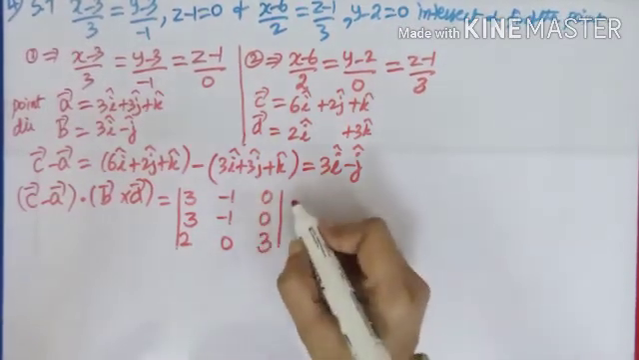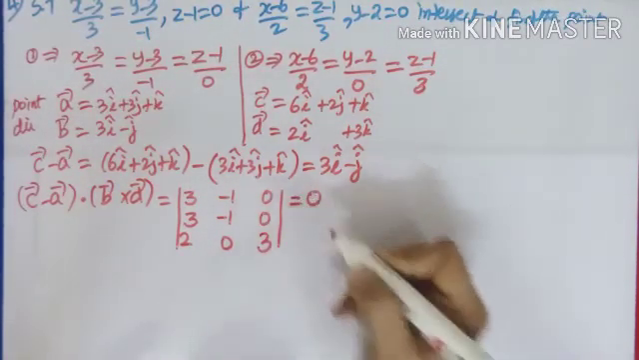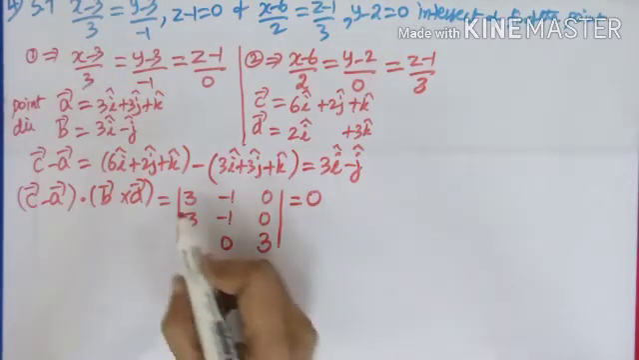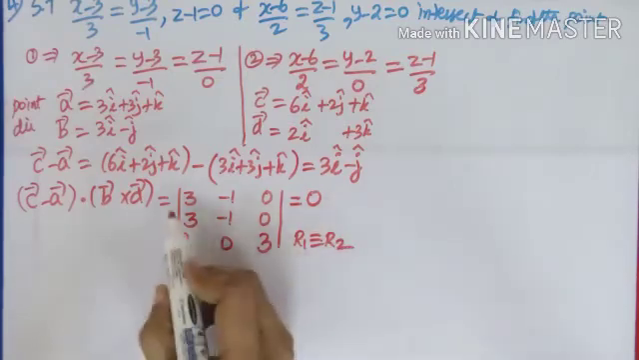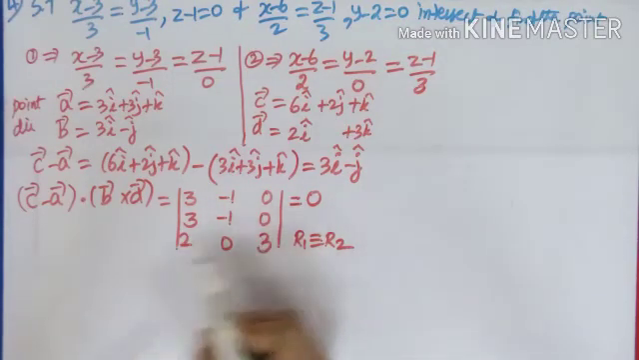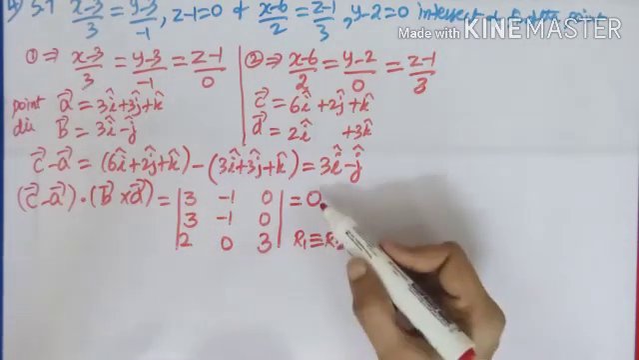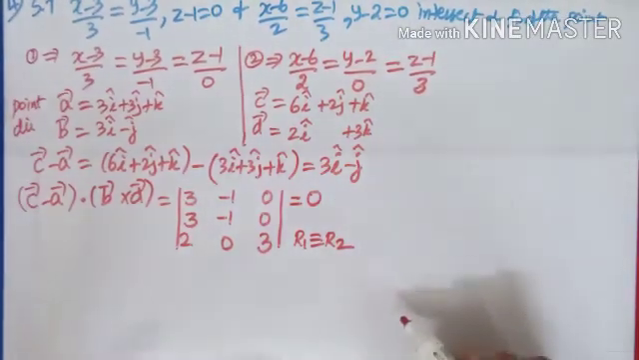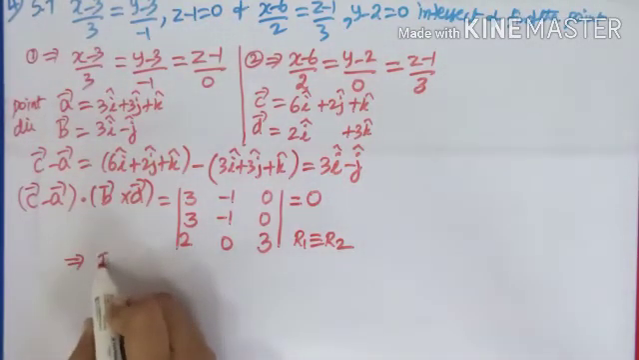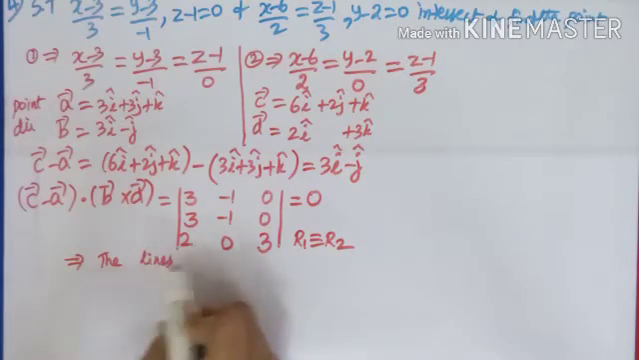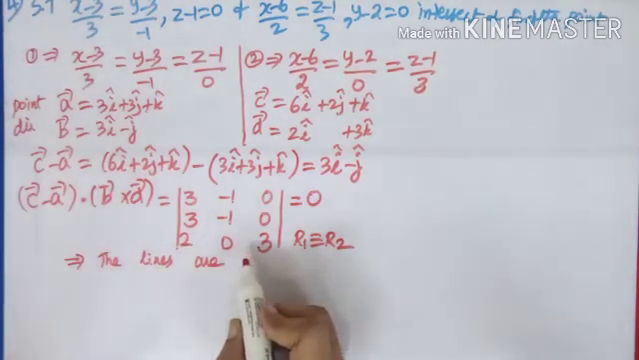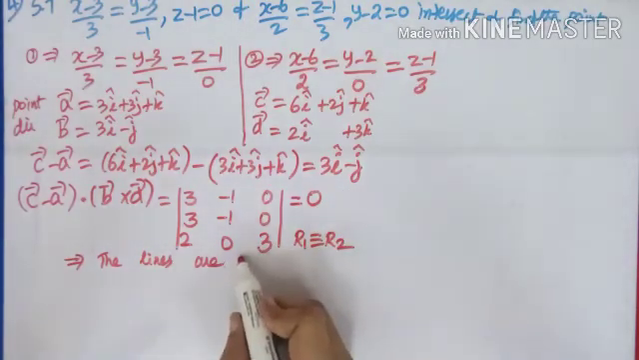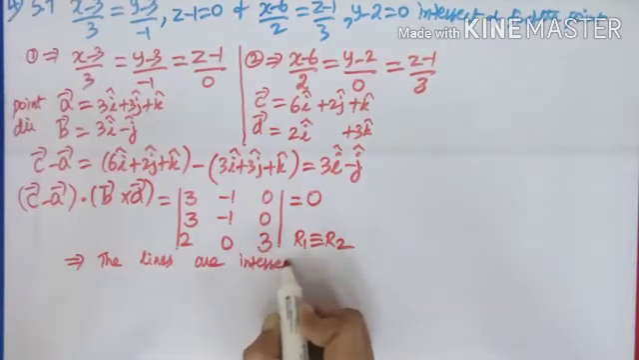As I see, I need not even expand. The answer is 0. Why? Two rows are identical. So whenever two rows are identical, I need not expand. It is naturally 0. So I am able to show the two lines are intersecting. Whenever C minus A dot B cross D is equal to 0, the two lines are intersecting.